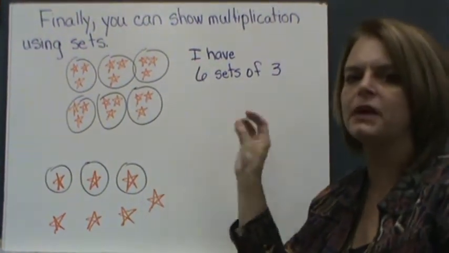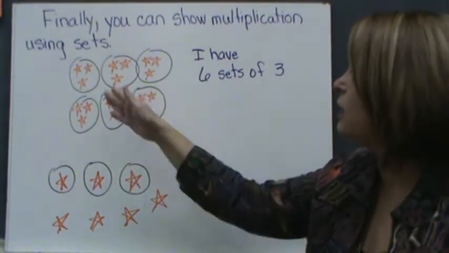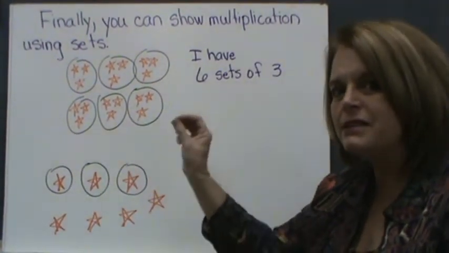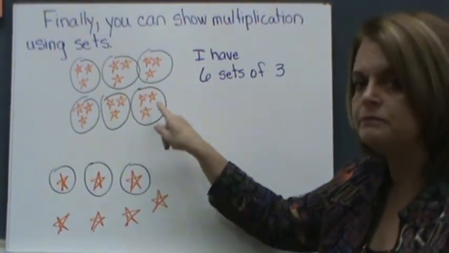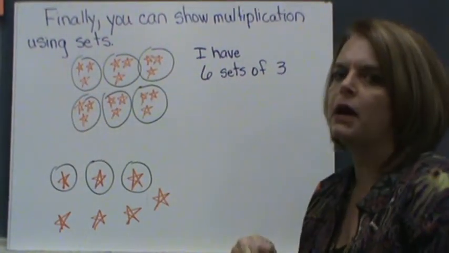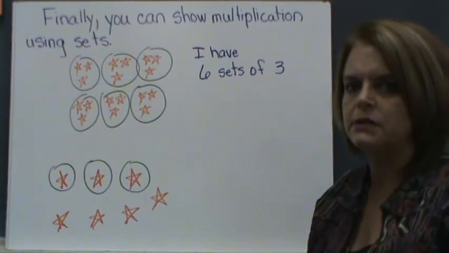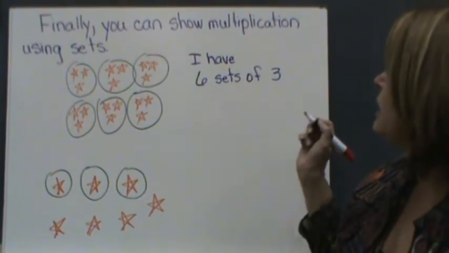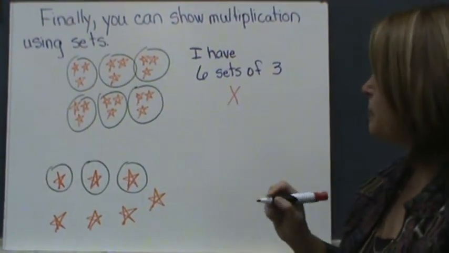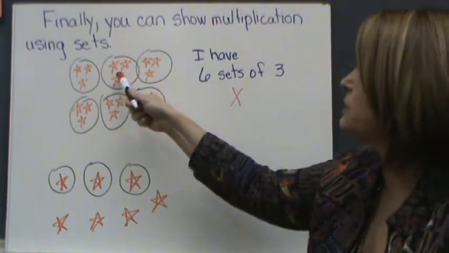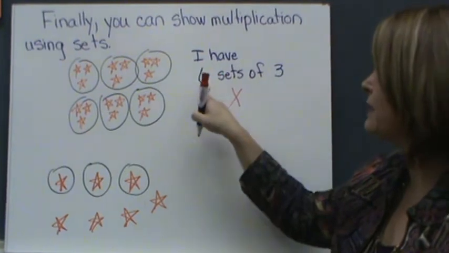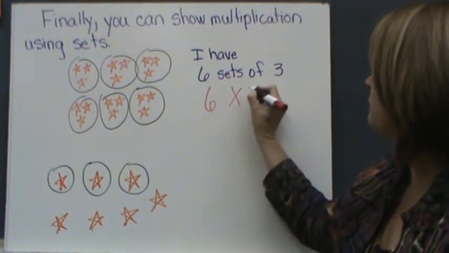In order for this to work, my sets have to be equal. I couldn't have one of these sets and have 5 in it, or have a set and have 2 in it. My sets have to have equal numbers inside. So here in this example I have 6 sets of 3. Remember back a couple slides ago I told you what of means to do. It's the clue word for your operation. And of means to, right, multiply. I'm going to multiply. And I have 6 sets of 3, meaning that inside each set there are 3.